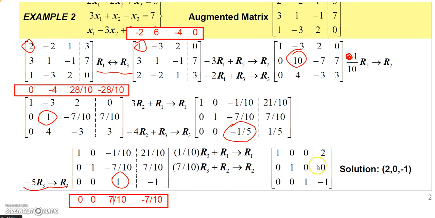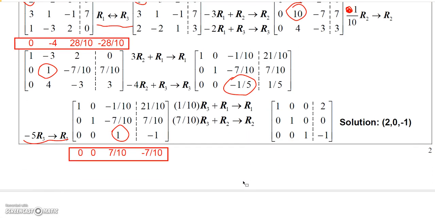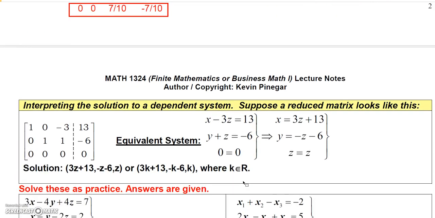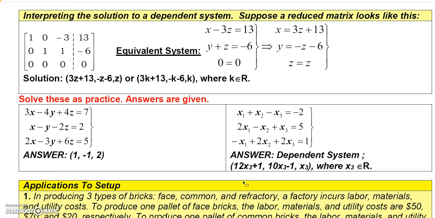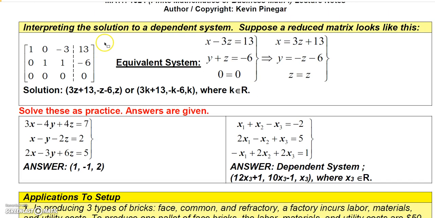So now I have my matrix in reduced row echelon form. I have 1, 0, 0, 2, 0, 1, 0, 0, 0, 0, 1, negative 1. So that tells me that x1 is 2, x2 is 0, and x3 is negative 1. Okay, so that's how you solve a larger system. And if you have to solve a system larger than 3 equations and 3 variables, you might as well use technology to do that. So that's as large as I'm going to go here.